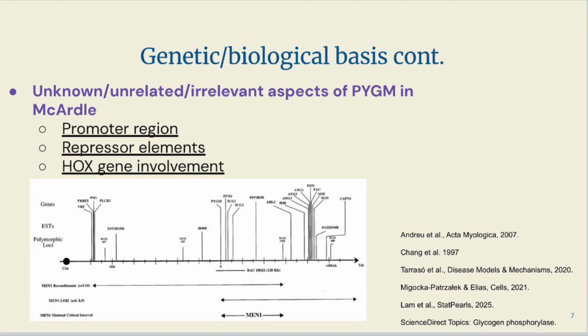And then lastly, HOX genes. It's just a group of very important genes that play an important role in developing different parts of the embryo. And again, all of these are either irrelevant, unrelated, or unknown to the genetic or biological basis of McArdle disease, but it's still important to know why.